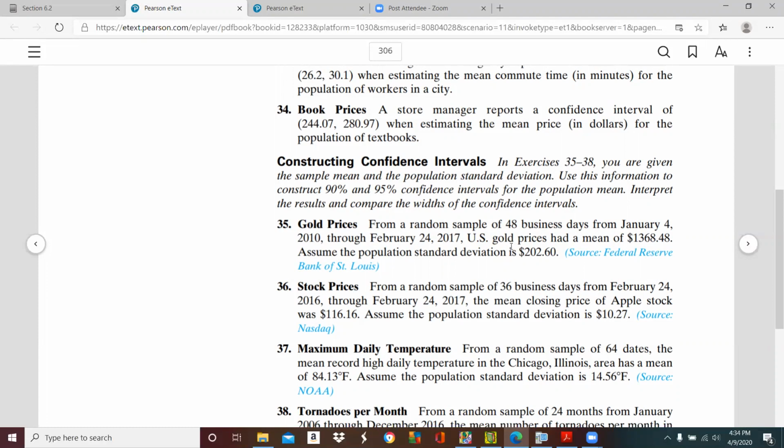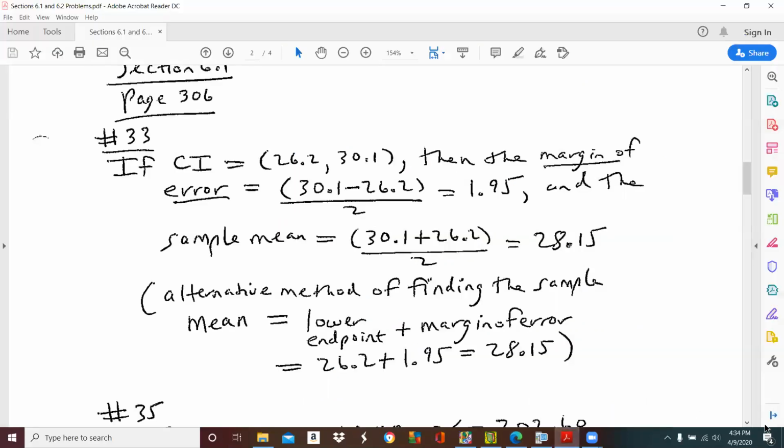All right, so in the random sample, the sample mean of gold prices for those 48 business days is $1,368.48. They're saying assume that the population standard deviation is $202.60. So this mean here is X bar for the 48 days, and sigma, the population standard deviation, is being estimated to be $202.60. So let's take a look at how to solve that.